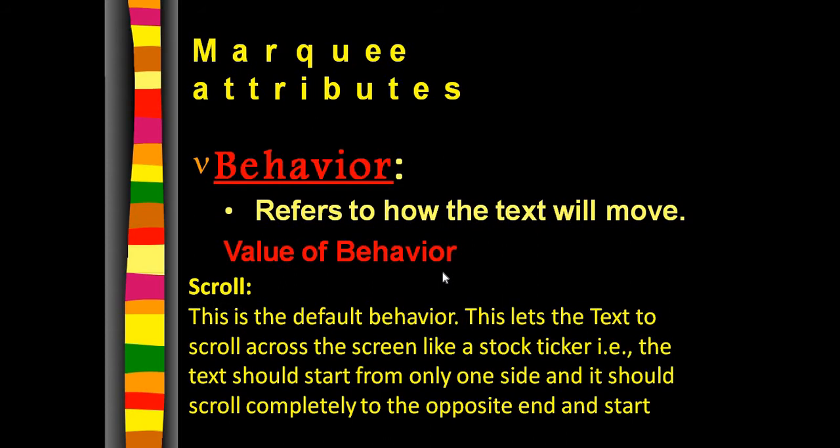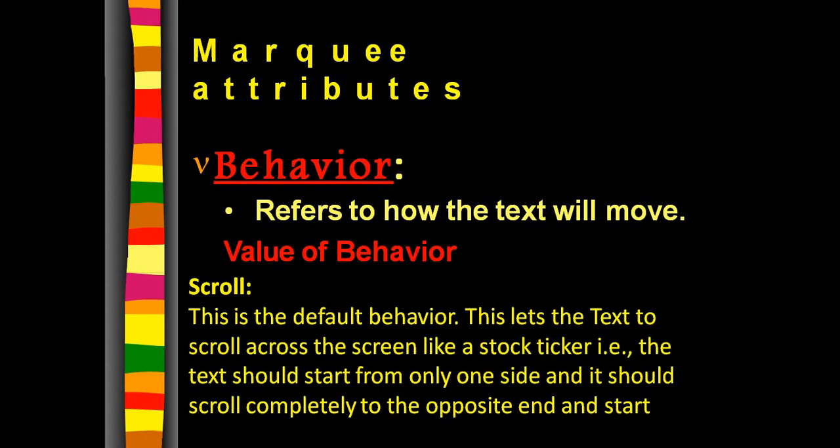Next, the marquee tag has some attributes. The first one is behavior. This specifies the type of scrolling of the marquee. This can have a value like scroll, slide and alternate. So first of all, let's discuss scroll. Scroll is the default behavior. That means if you don't set any value for the behavior attribute, then it will automatically work in scroll behavior.